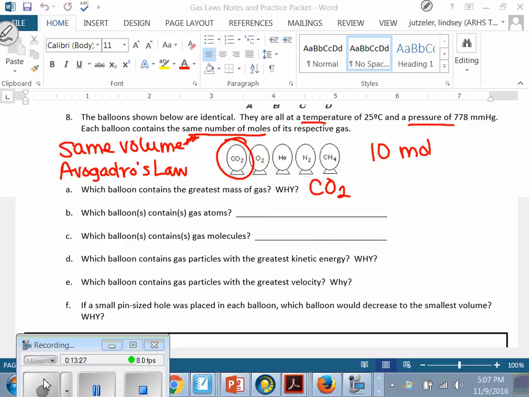Which balloon or balloons contain gas atoms? Okay, so that means not molecules, not atoms that have been bonded together, just single atoms. Well, the only one that I see that is just atoms is helium. Which balloon or balloons contain gas molecules, where the atoms have bonded together? So that would be all your other gases. They've got a subscript, so it's a molecule.